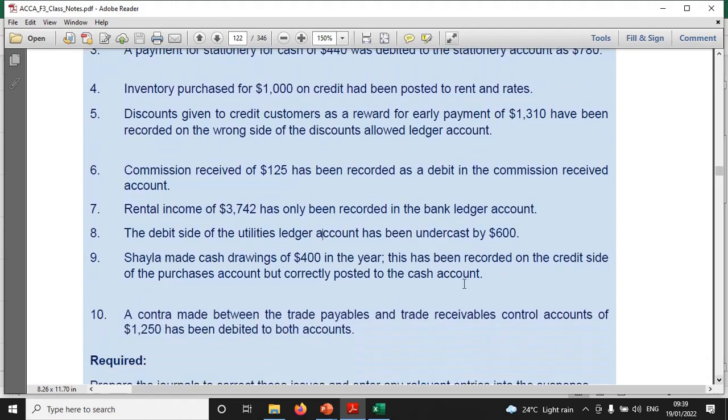The next one says, the debit side of the utility ledgers account has been undercast by how much? Utilities. So utilities is an expense, right? So what do we do? We debit and then credit suspense, right? Yes.